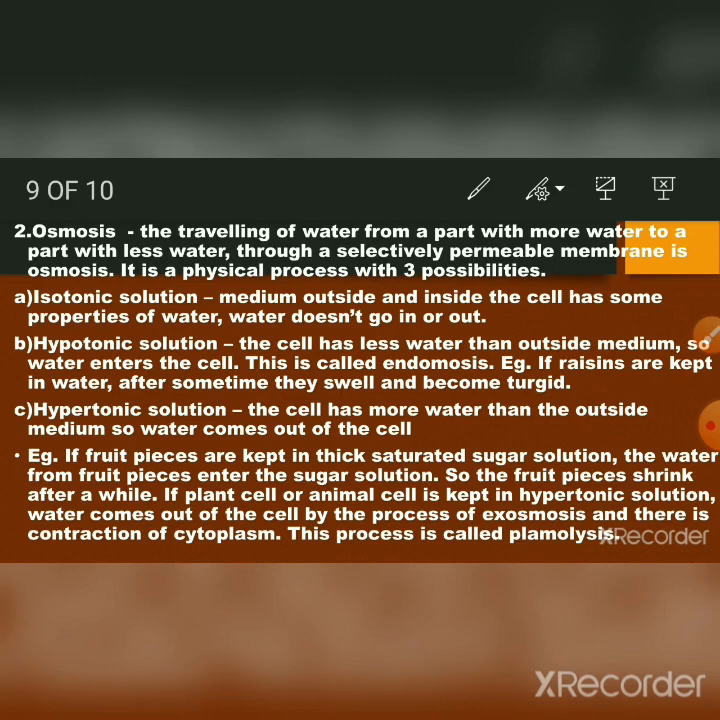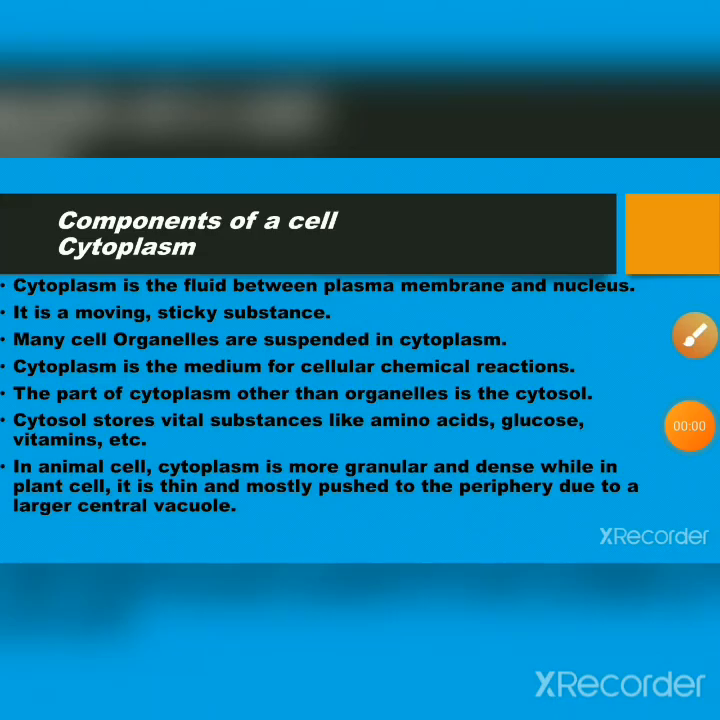If a plant cell or animal cell is kept in hypertonic solution, water comes out of the cell by the process of exosmosis and there is a contraction of cytoplasm. This process is called plasmolysis.